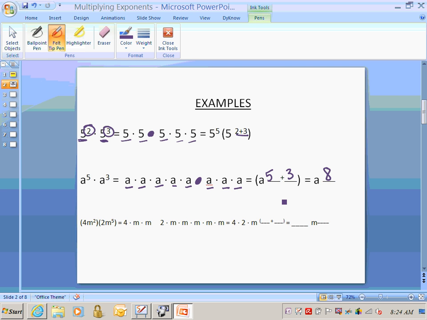Okay, now here's a little bit different scenario. I've got 4m squared times 2m to the 5th. So I've got 4 times 2, right? 4 times 2 is 8. Over here, I have m squared times m to the 5th. So m to the 2 plus 5, so how many did I have? M to the 7th. This is pretty easy, right?